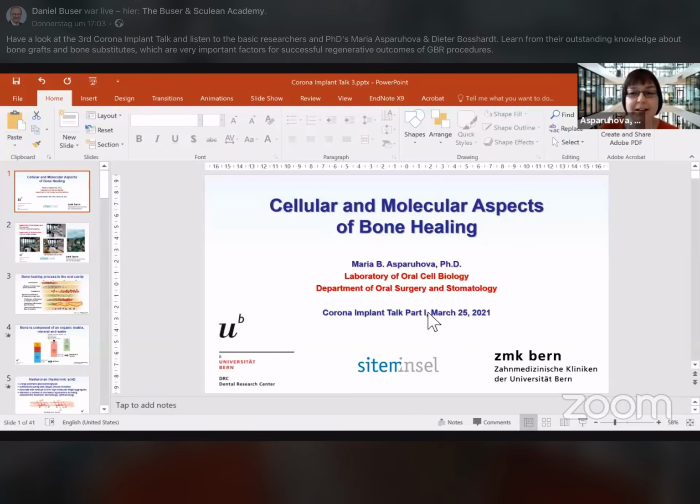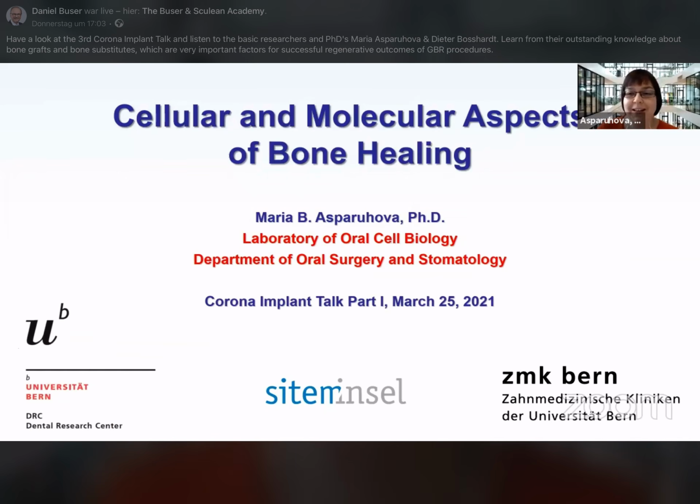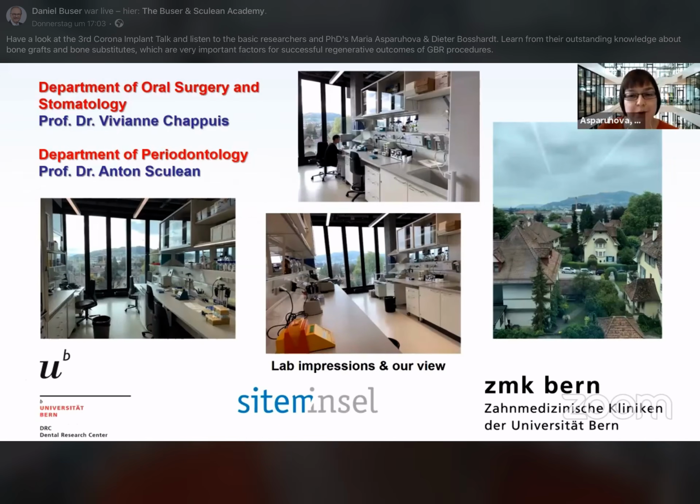That's actually our CITEM Insel building where the Dental Research Center is located, and mine and Dieter's lab. It's a very beautiful modern building with brand new labs. Actually, here you see some photos of my lab. So thank you for this introduction and for inviting us today to speak to the online audience.